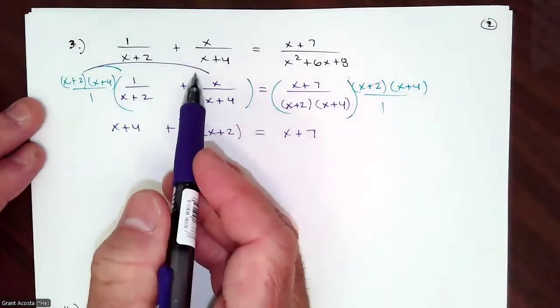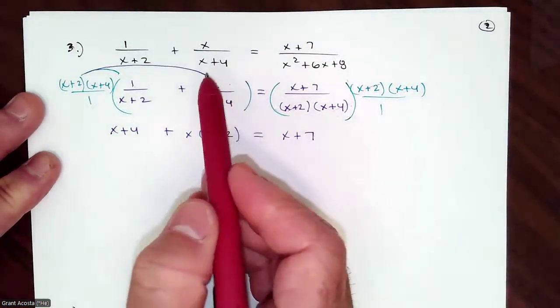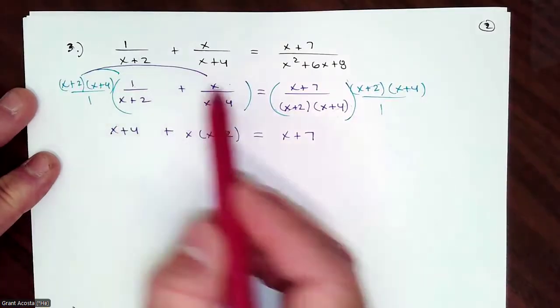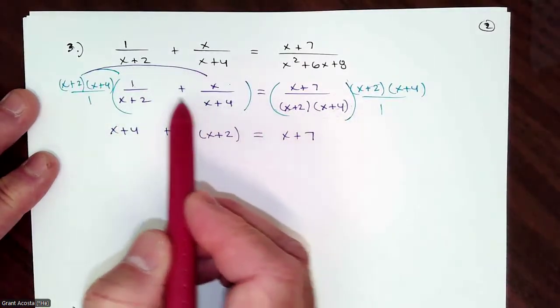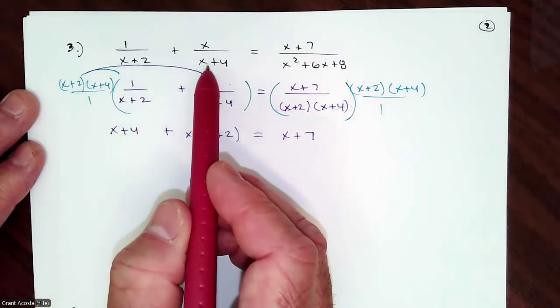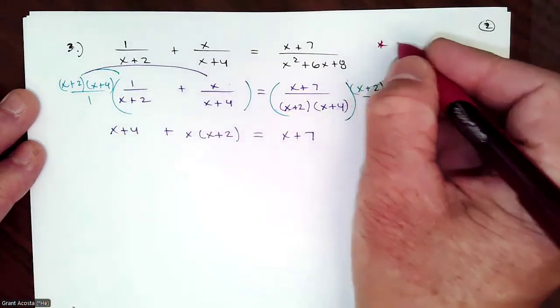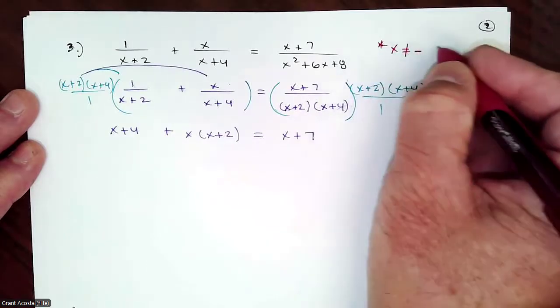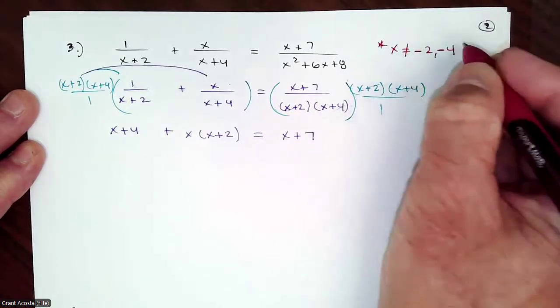Ooh, I forgot to do my restricted values. What would be my restricted values in this original problem now that we see all the denominators? What would make this denominator 0 is negative 2. This one would be negative 4. So we'll just take note that x can absolutely not be equal to negative 2 or negative 4.